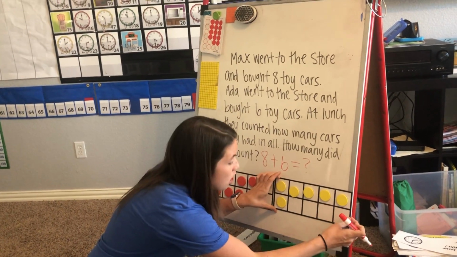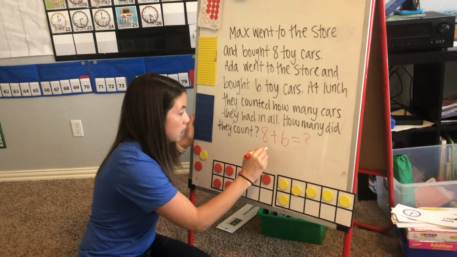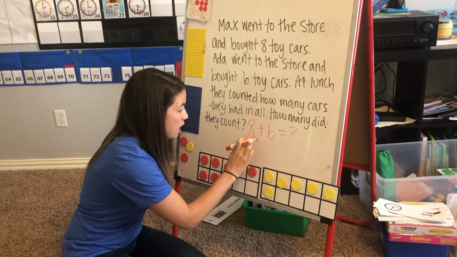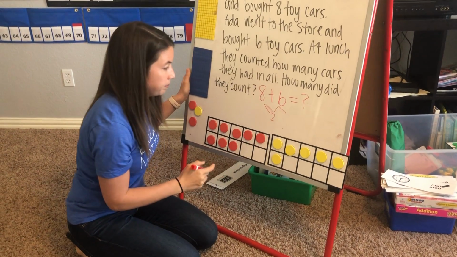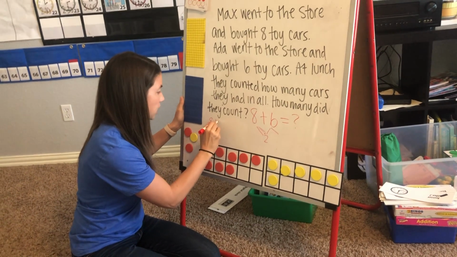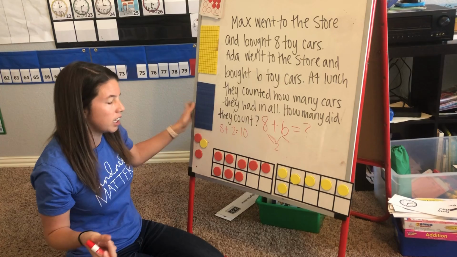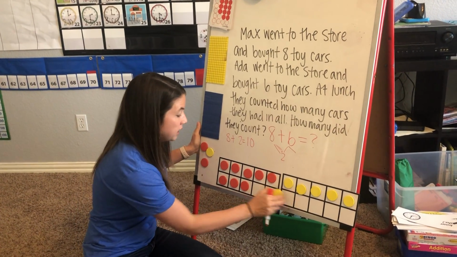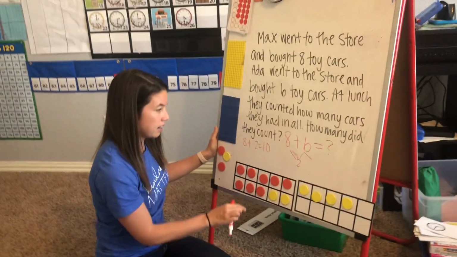So I know that 8 plus 2 equals 10. 8 plus 2 equals 10. That's a make 10 combination. That's something I know off the top of my head. So I'm gonna borrow 2 from Otto and make 10.